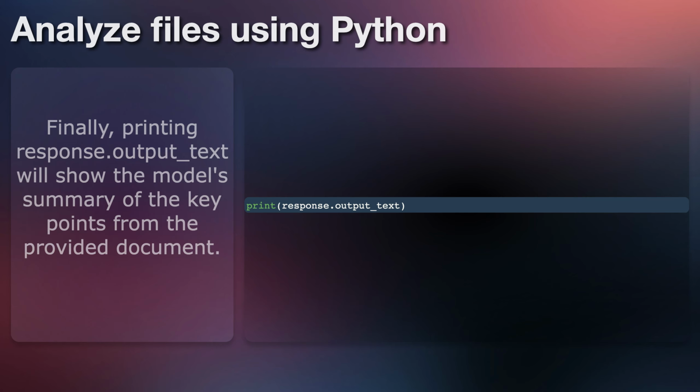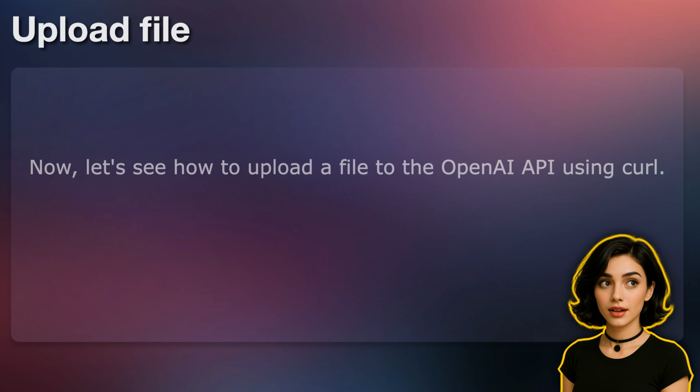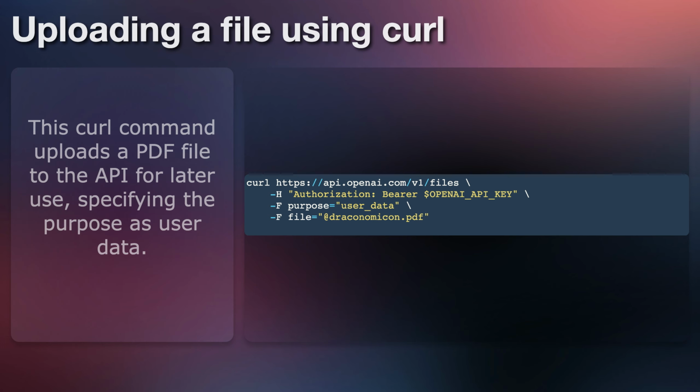Finally, printing response.output_text will show the model's summary of the key points from the provided document. Now let's see how to upload a file to the OpenAI API using curl. This curl command uploads a PDF file to the API for later use, specifying the purpose as user data.